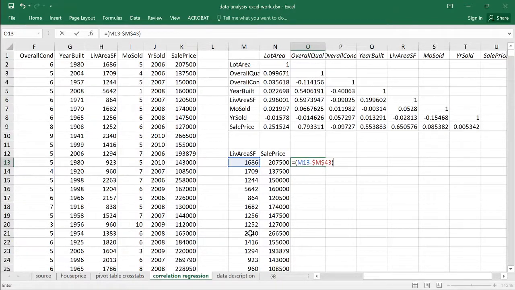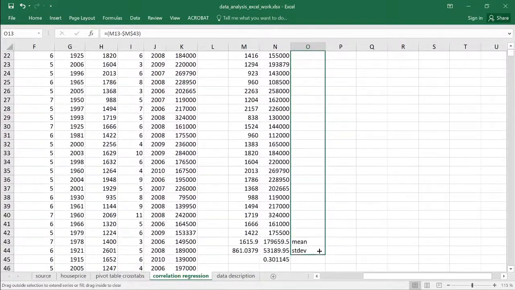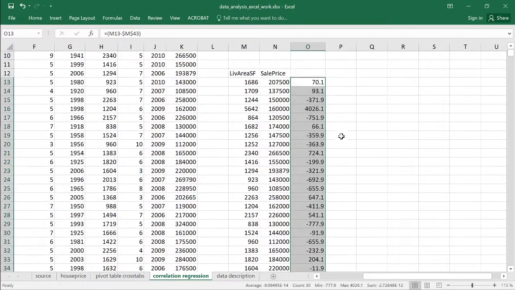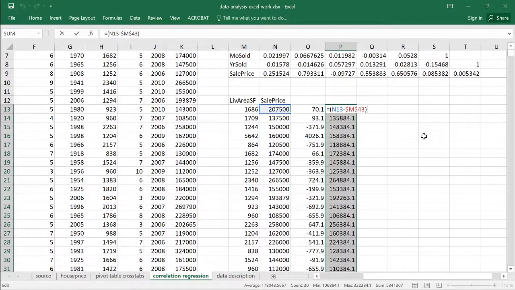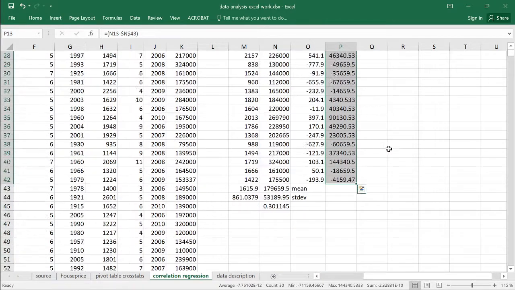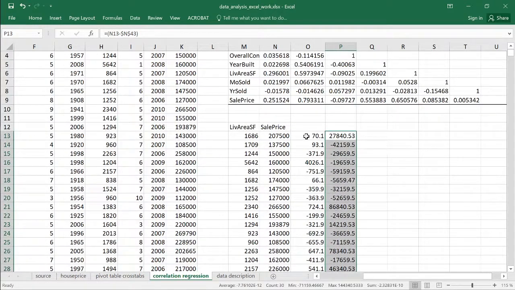Now we're not interested in just the dispersion of a single variable. We would like to see the common dispersion, if you want. So we're looking at deviations from the mean for the living area, and do the same for the sales price. All right, so now we've got pairs of deviations from the mean.